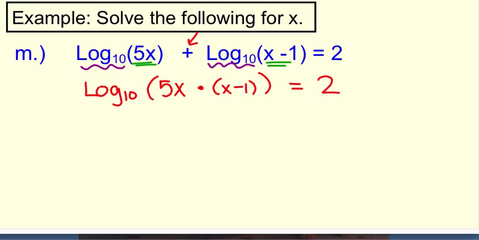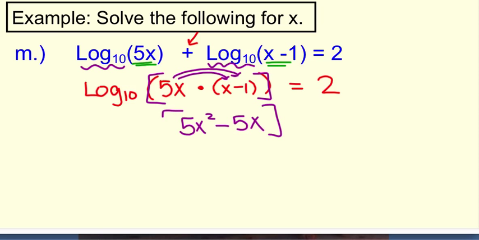They're both base 10. So now I'm going to just go ahead and multiply those two things together in the purple. So I'm going to distribute: 5x times x is 5x squared, and then 5x times negative 1 is negative 5x. And then I have log base 10 equals 2.